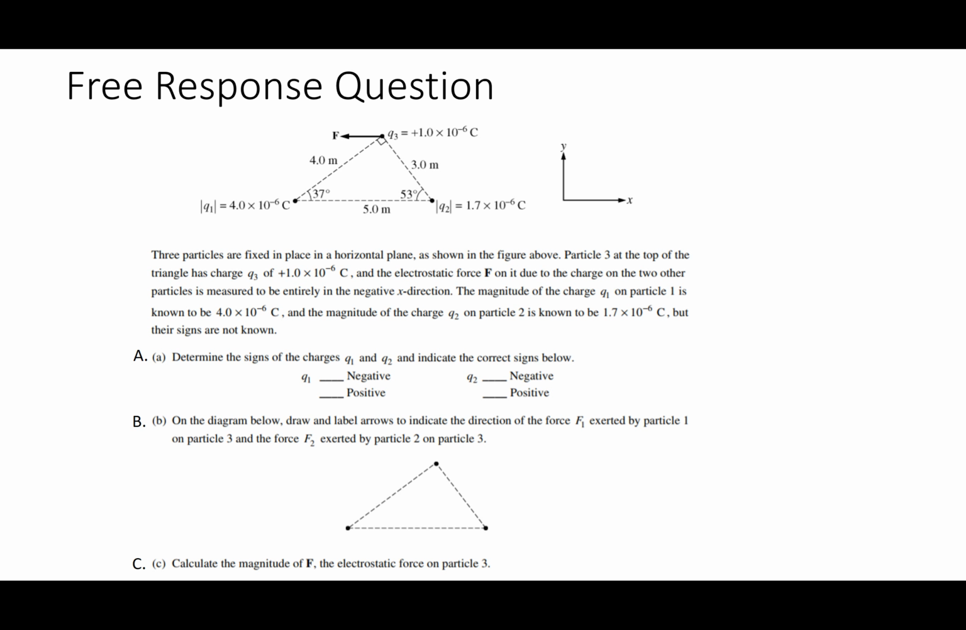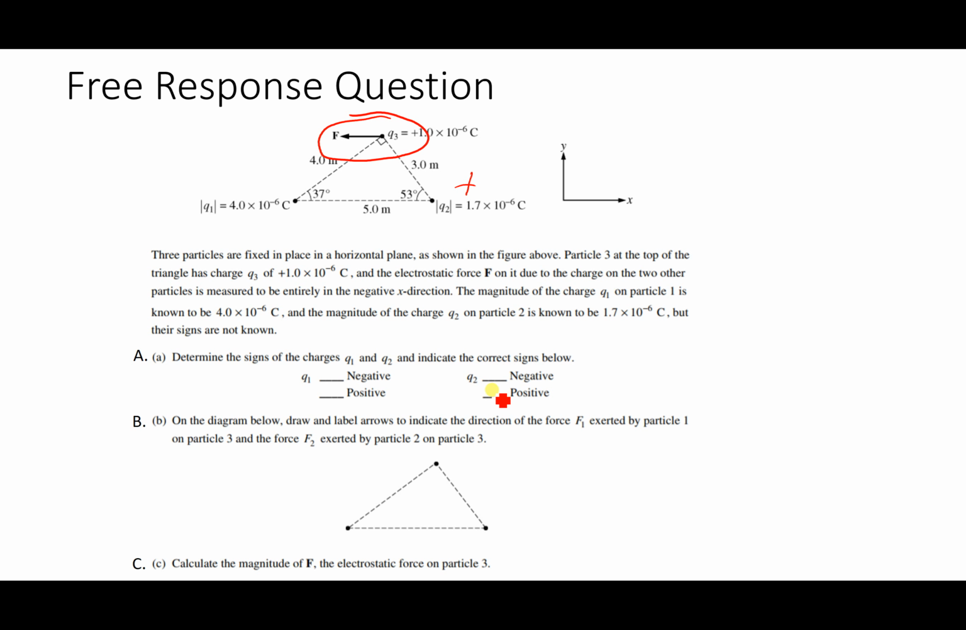And the magnitude of the charge Q2 on particle 2 is known to be 1 times 10 to the minus 6, but their signs are not known. Determine the signs of Q1 and Q2 and indicate the correct signs below. All right, since the net force acting on Q3 is completely in the x direction, here's what we've got to think about. This force is going to have to be positive.